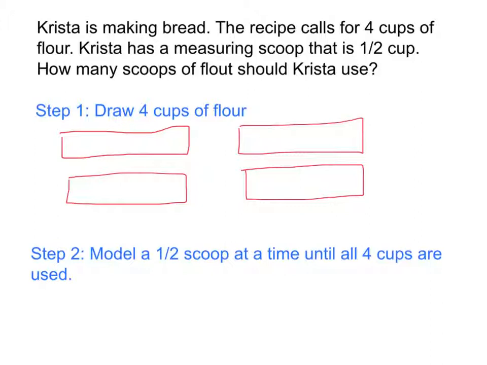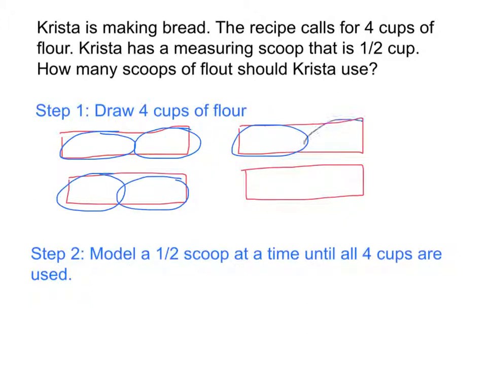Okay, so step 1 was to draw the 4 cups of flour. You should have that in your notebook. Step 2, then, is to draw 1/2 scoop at a time. Okay, so here's 1/2 scoop. Here's another 1/2 scoop. Here's 1/2 scoop. Here's 1/2 scoop. Here's 1/2 scoop. Here's 1/2 scoop. Here's 1/2 scoop. Did I use up all 4 cups of flour? Yes. Okay. Do you see the different 1/2 scoops there? Yes. So I modeled 1/2 scoop at a time with my drawing until all 4 cups were used up.